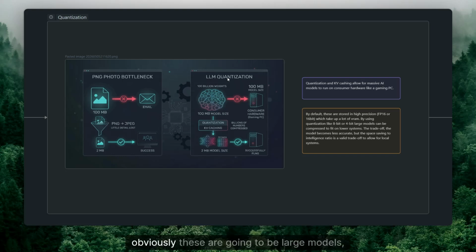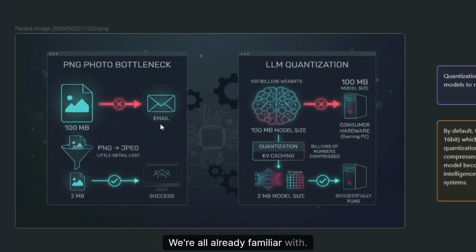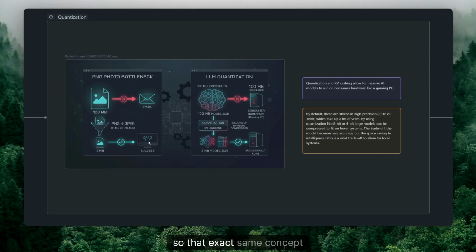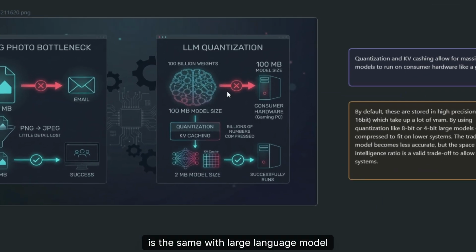So quantization. Obviously, these are going to be large models. The larger the model and the larger the gigabyte size, the more effective and intelligent the model is. But however, not everyone has access to beefy GPUs or servers. So how I like to think about this is, because it's a concept we're all already familiar with. If you imagine you want to send an image that's 100 megabytes and you want to send it via email, unfortunately, you can't do that because there's a bottleneck. So we convert that PNG into JPEG, and that compresses the image to 2 megabytes, and then we're able to send that on. So that exact same concept is the same with large language model quantization.